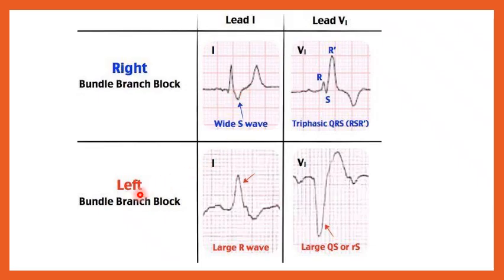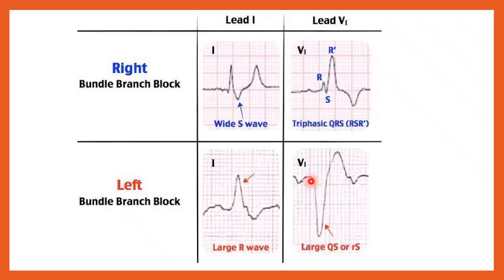Left bundle branch block, what are we going to have? We're going to have big, wide, positively deflected complex in lead 1 and also in V6. And then over here in V1, we're going to have a big, wide, negatively deflected complex over in V1. And here, this complex is actually a QS.